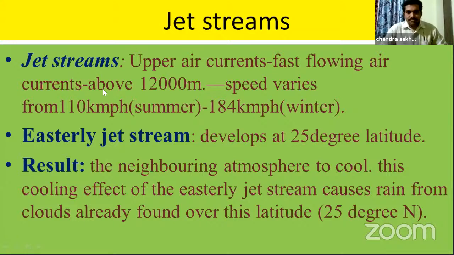These jet streams have some names also. The easterly jet stream develops at 25-degree latitude. Because of this jet stream, the neighboring atmosphere cools. This cooling effect of the easterly jet stream causes rain from the clouds already found over this latitude. The easterly jet stream blows from the ocean to the land. That's why it cools the clouds on 25-degree north latitude, and because of the cooling, the clouds give rainfall in that area. So the easterly jet stream causes rainfall.